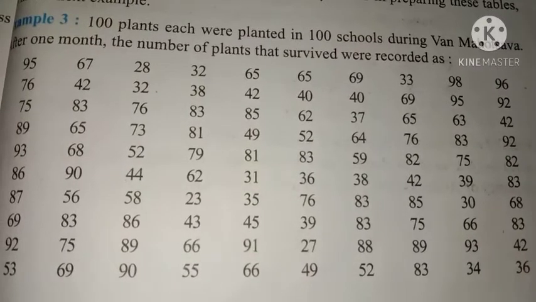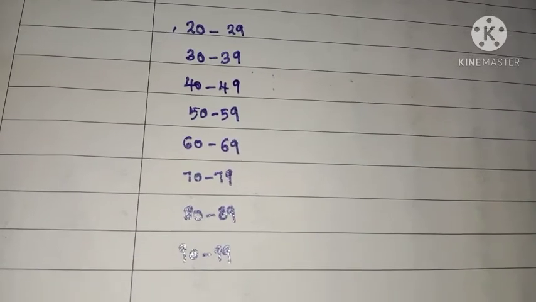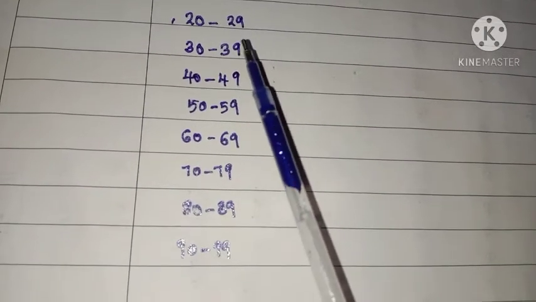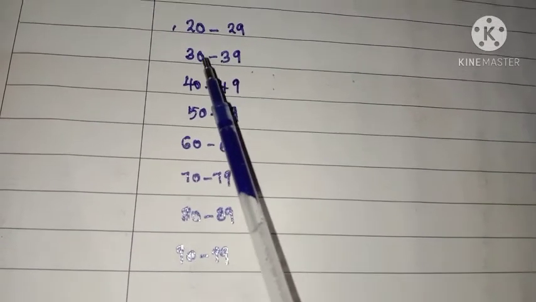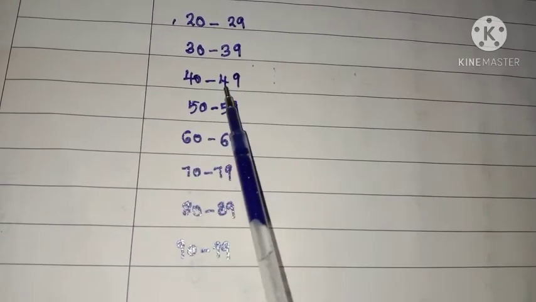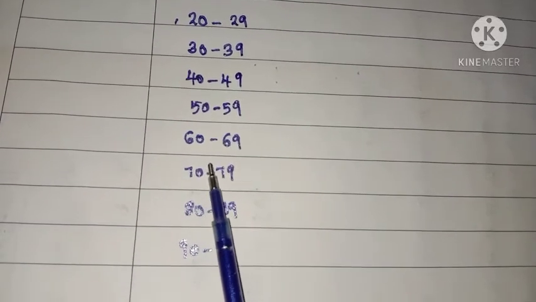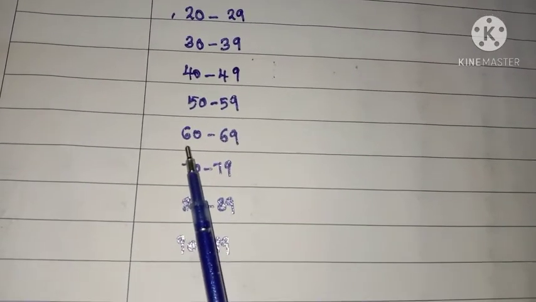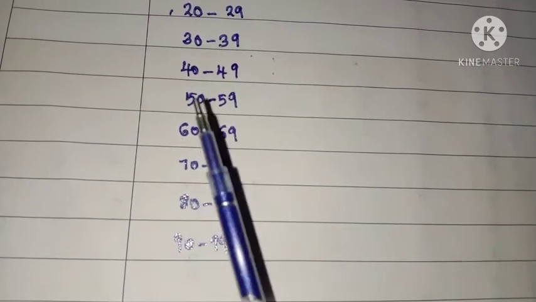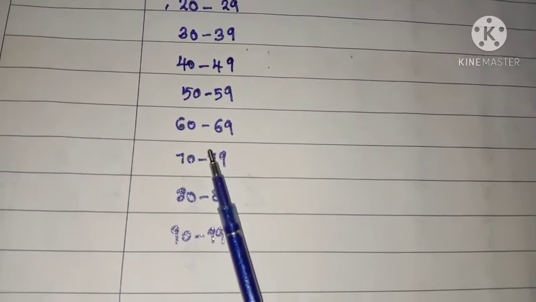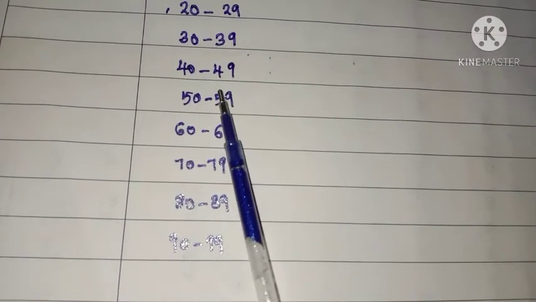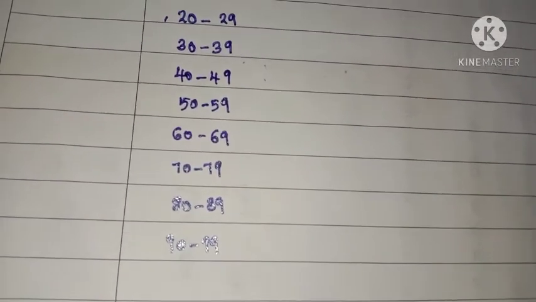See, our data is a large amount of data. Therefore, I condense this data into groups like 20 to 29, 30 to 39, 40 to 49 and so on. Anyway, these groupings are called classes or class intervals. And the size of the class is called class size.